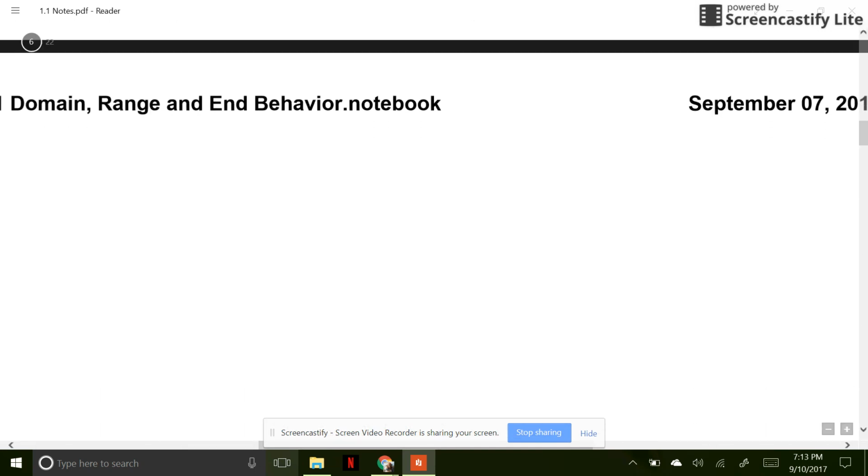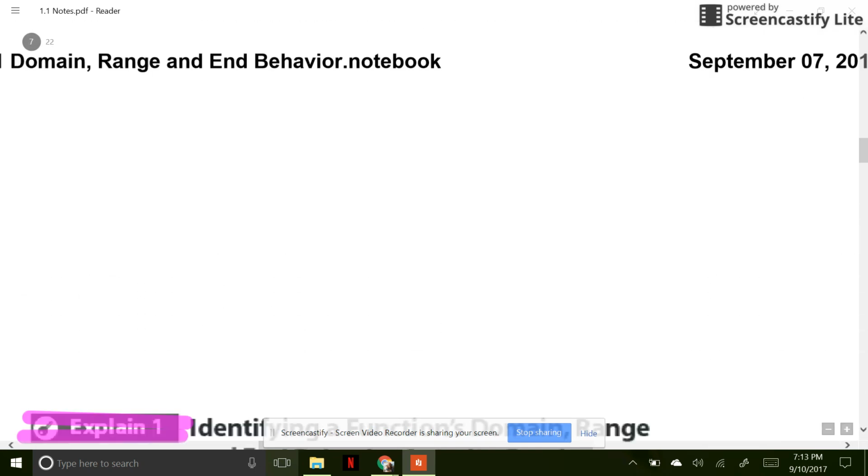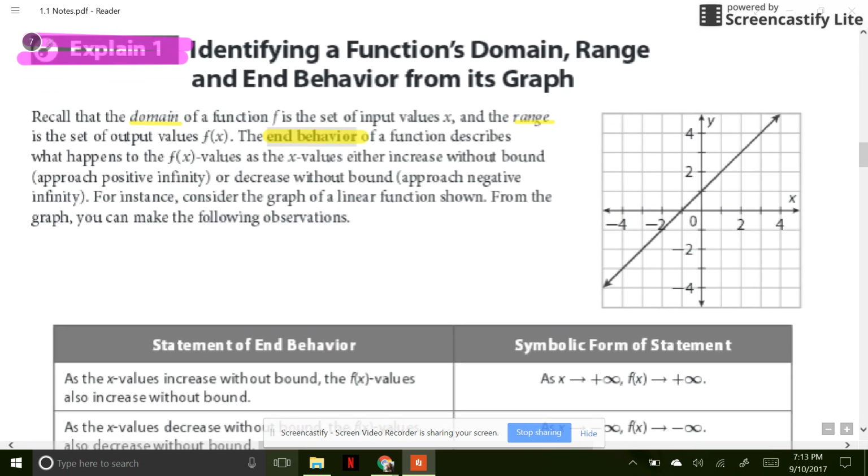So moving along, I think next comes up is end behavior. Just a recall, the domain of a function is the set of input values x, all of the possible x values that exist on our function. And the range is the set of the output values f of x. Again, the range is the y values, all the outputs, any possible y value that you can have. Now, the end behavior describes what happens to the y values when the x values either increase without bound, getting bigger, approaching positive infinity, or decrease without bound as they approach negative infinity.